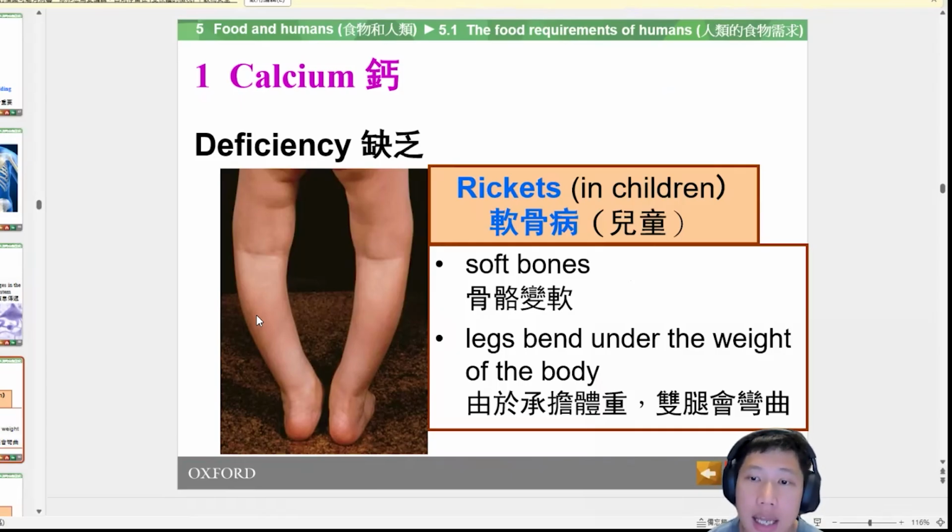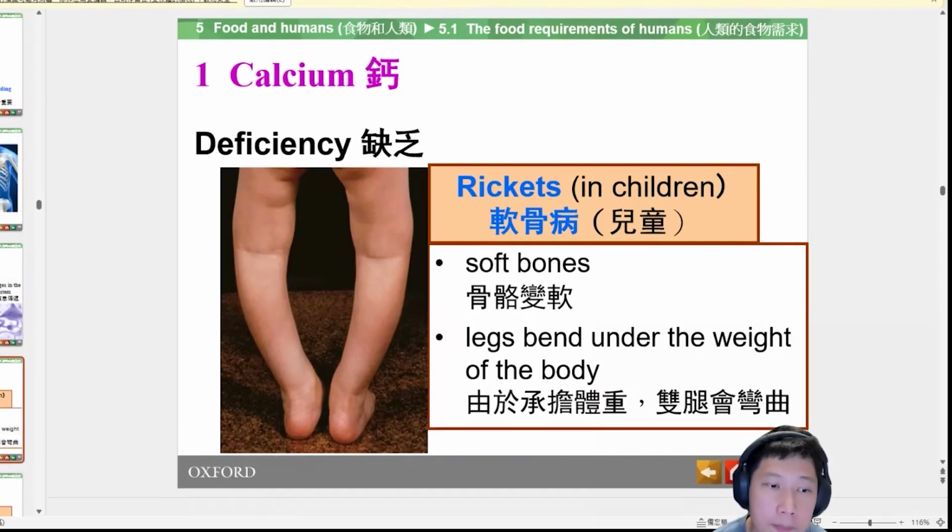If we do not have enough calcium, then we will face a problem we call rickets. Rickets is a type of deficiency disease. It means that we will have soft bones, so the legs will bend under the weight of the body. In this case, we will not have a straight leg, rather we will have a curved leg.